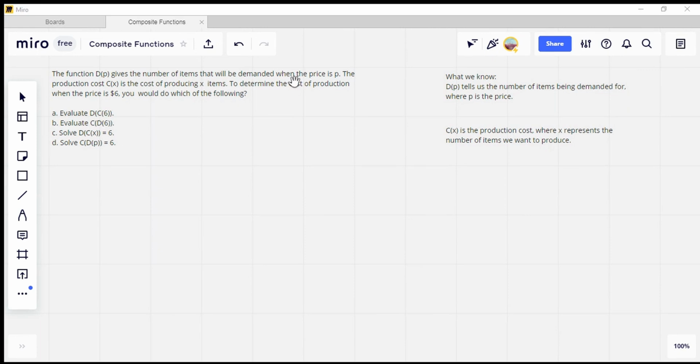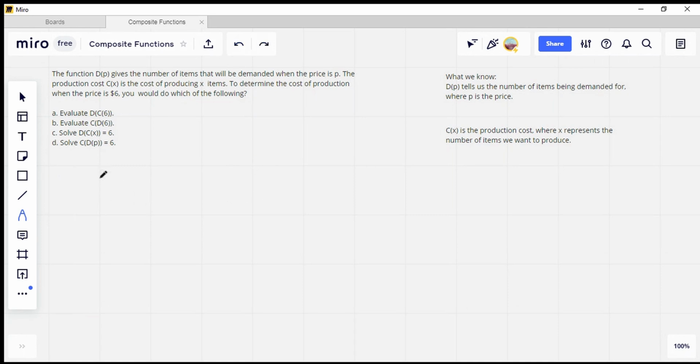Hello, you're going to do problem 90 from college algebra. We have this problem here, and based on the question, we know that D(p) gives us the number of items that they're demanding, and the price is p. So what do we do here?